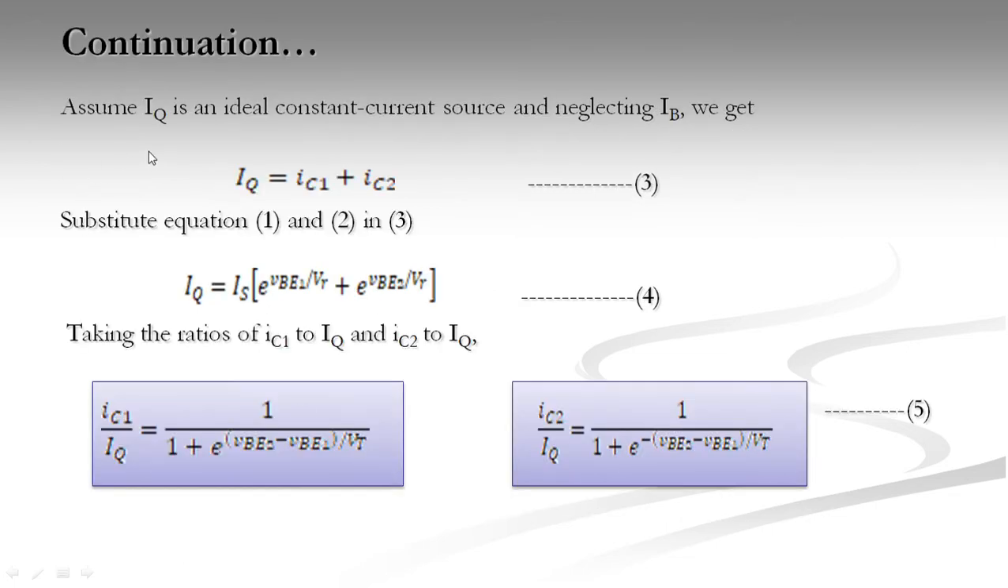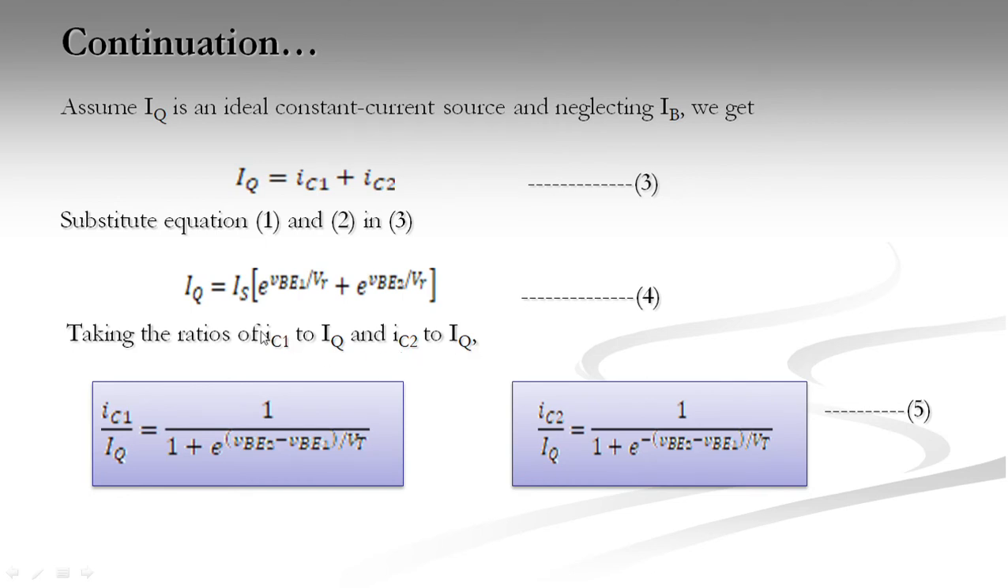Now let us assume the total constant current source, or the total current of the transistors, can be written as the sum of the two collector currents. In case we neglect the base current, that is, equal to 0, IQ can be written as IC1 plus IC2. If we substitute equations 1 and 2 in equation 3, we can get the total quiescent current IQ as Is times e power VB1 divided by Vt plus e power VB2 divided by Vt.